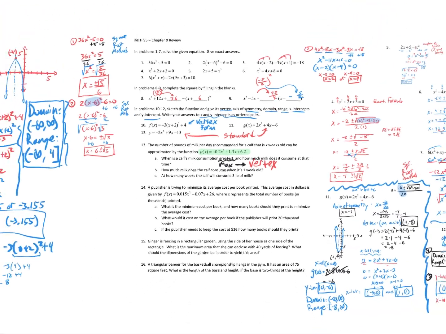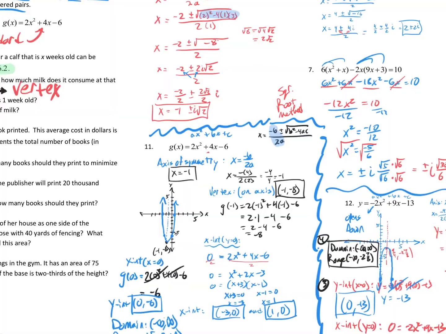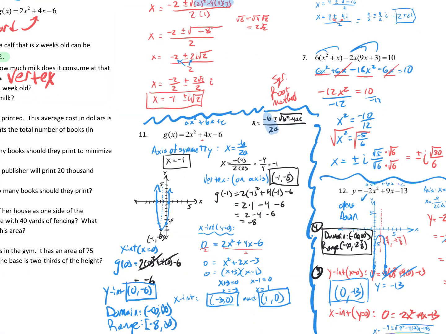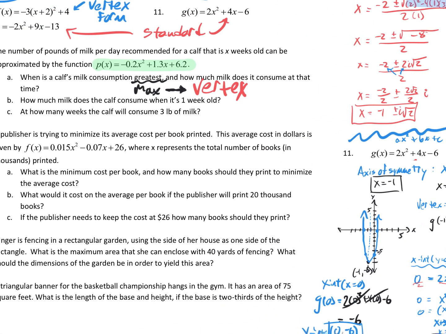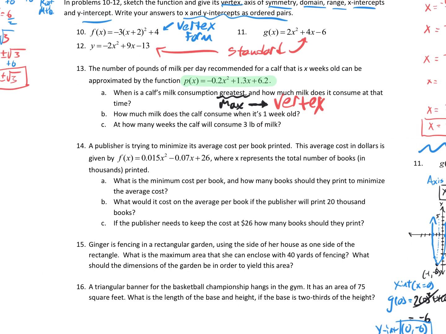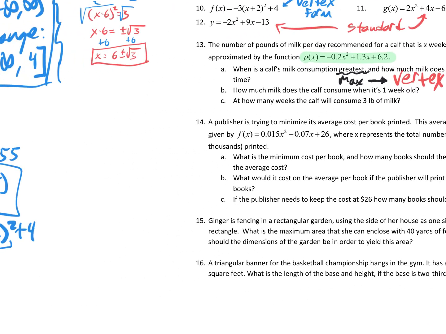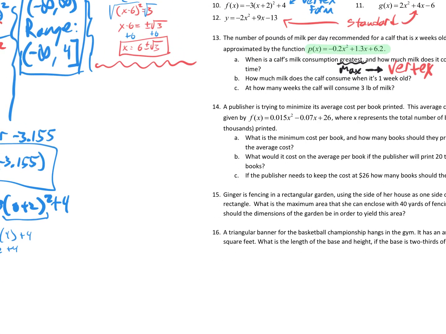Well, how do we find the vertex? Well, we just did that in these problems down here. Notice these are in standard form. To find the vertex, we found the axis of symmetry first of all, negative b over 2a, and we plug that in to find the vertex. So we're going to do the same thing here. We're going to find the axis of symmetry. Let me come on over here. Got a little room.